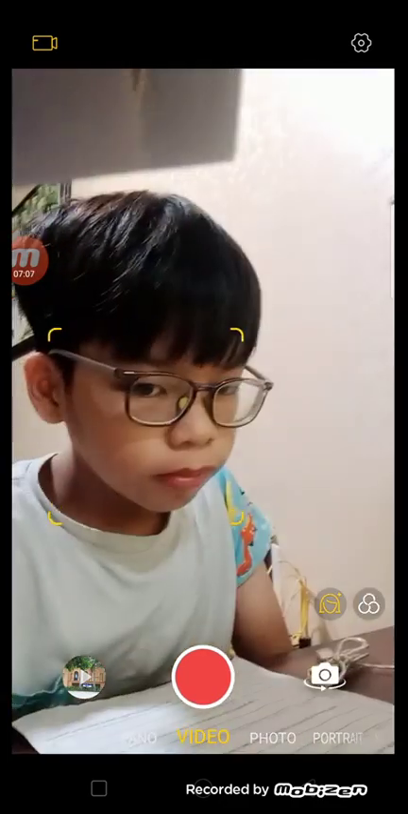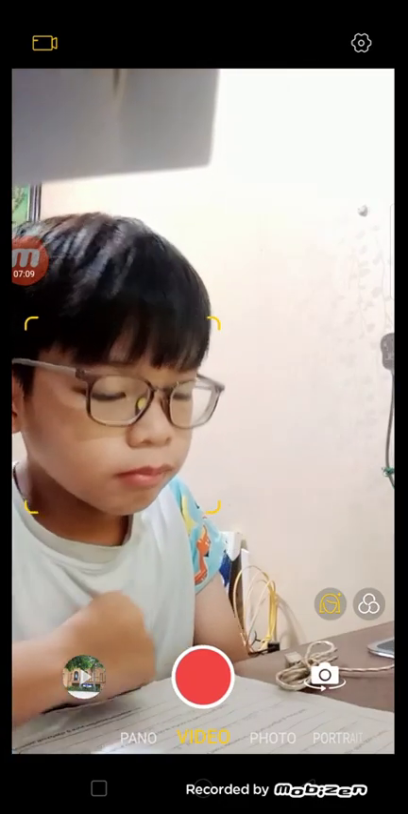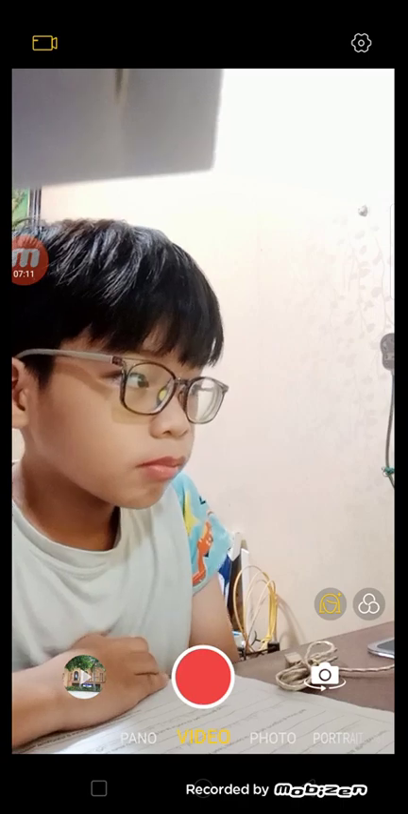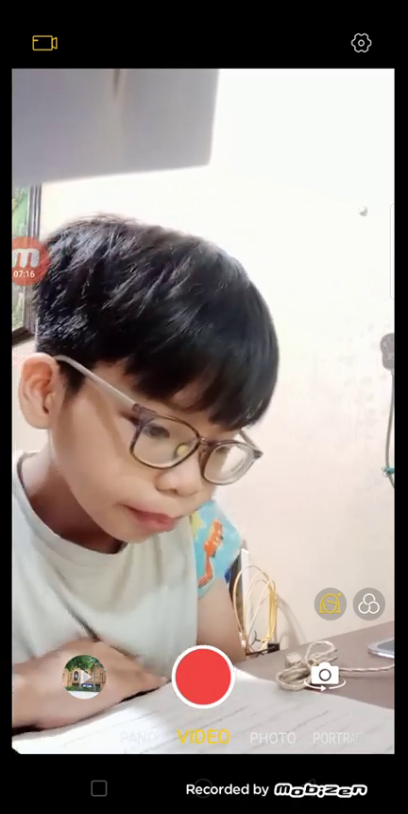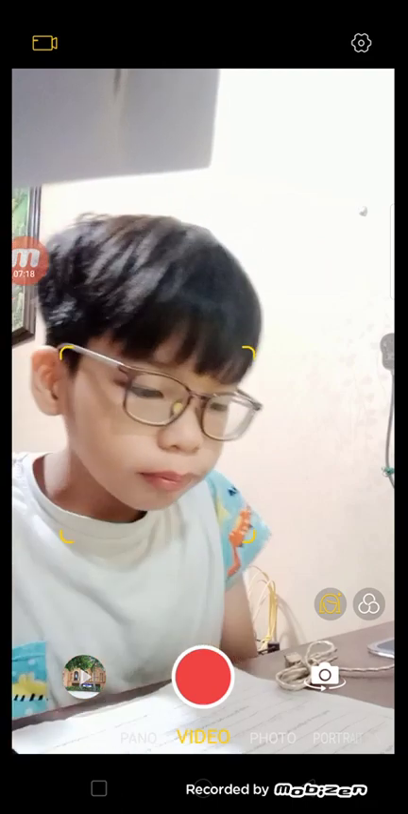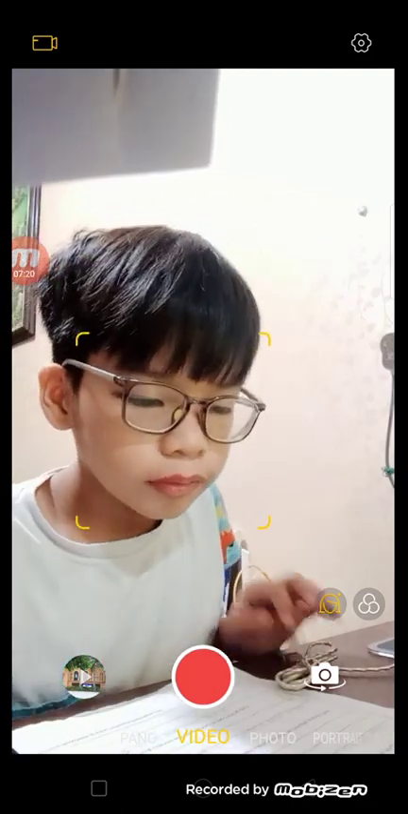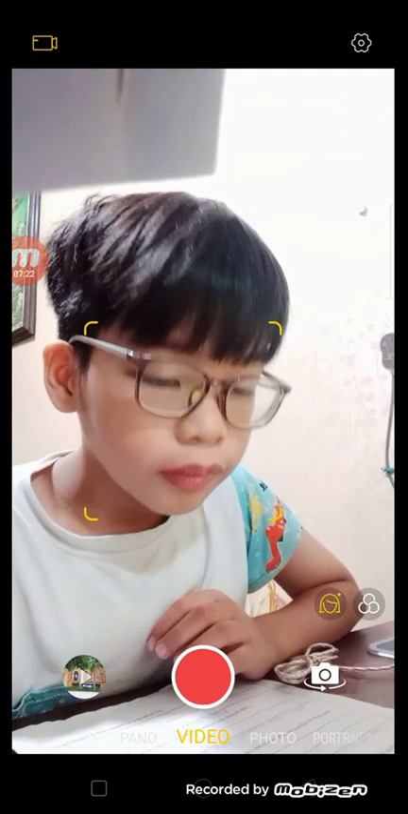Also, I got your worksheet last week. I asked mommy to take a picture of it, so I checked it already on Messenger. So let's proceed to the next one. After number one, we're already done with number one. Can you read number two? Read number two. Color red.